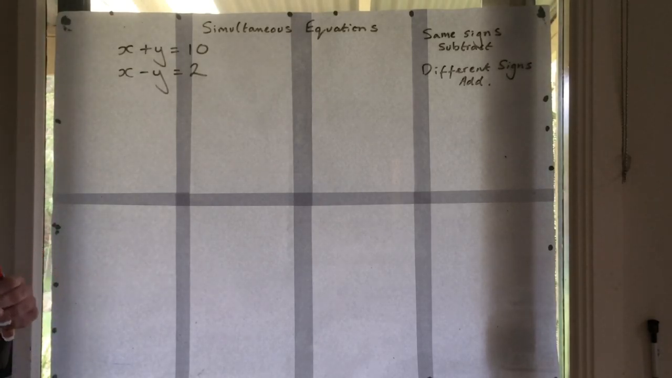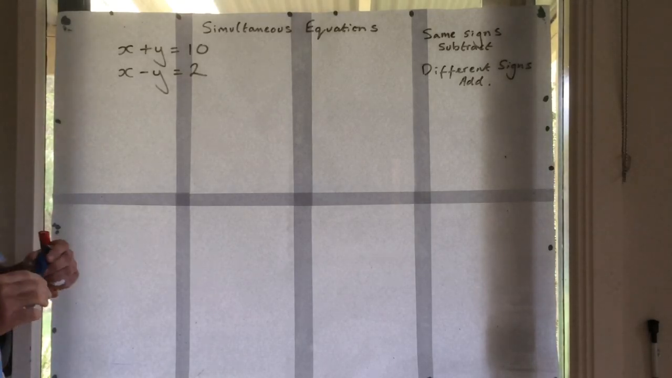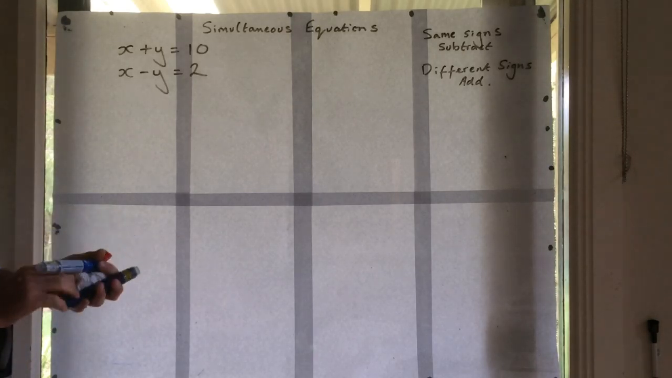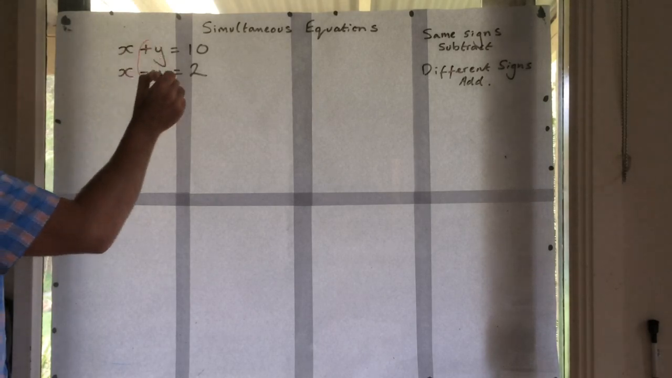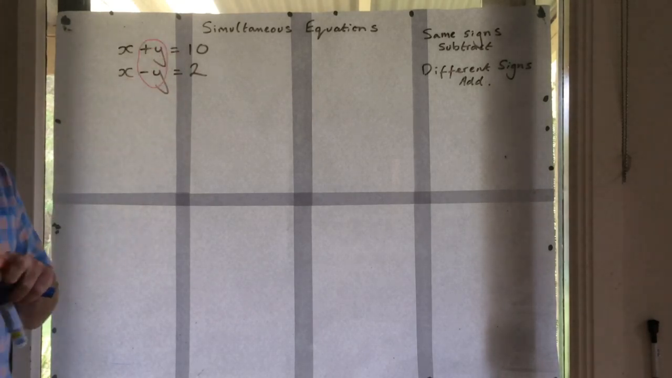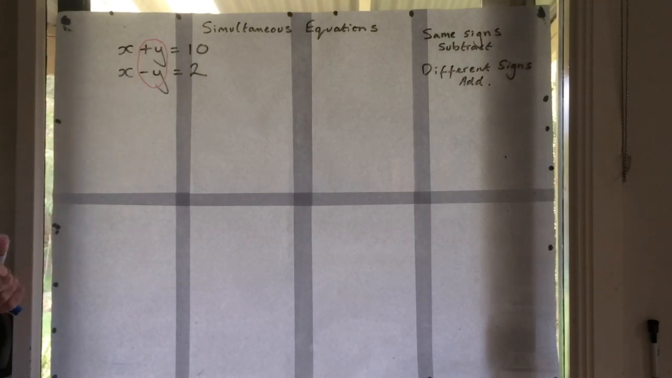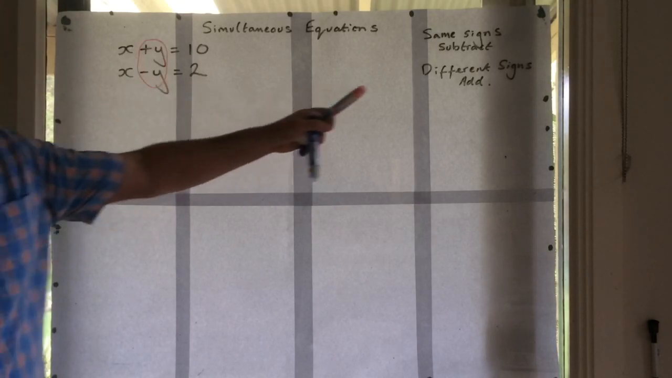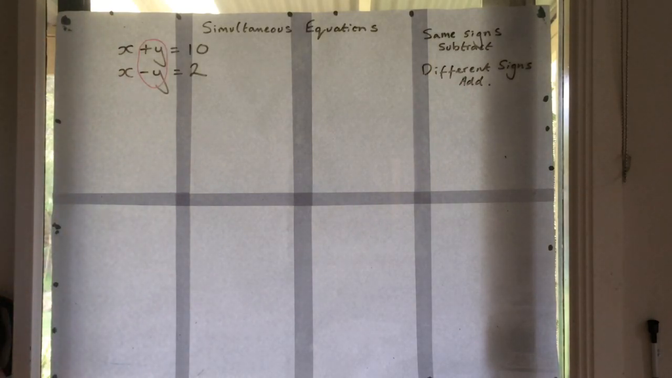So the first thing we have to do is cancel out either the x's or the y's. In this case, I choose to cancel out the y's. You can see that the y's are different signs. Different signs, we add. So let's see what happens when we add these two together.